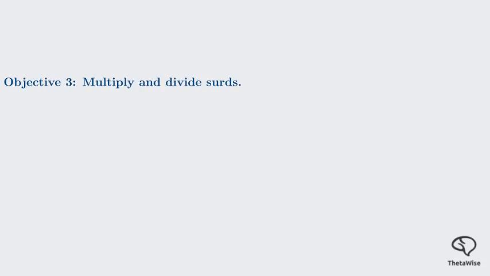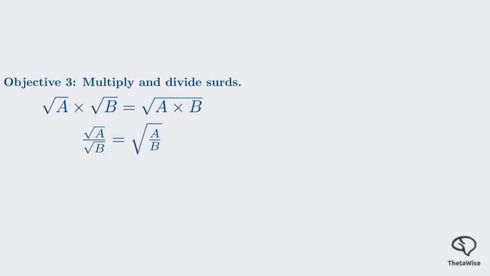Now we move on to multiplication and division. These operations are often more straightforward because you don't need like surds to perform them. We use two fundamental properties: the square root of a times the square root of b equals the square root of ab, and the square root of a divided by the square root of b equals the square root of the fraction a over b.